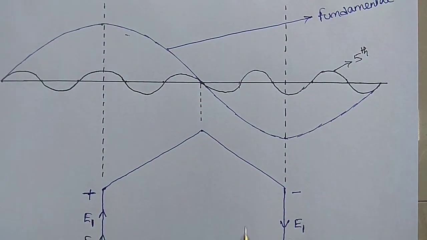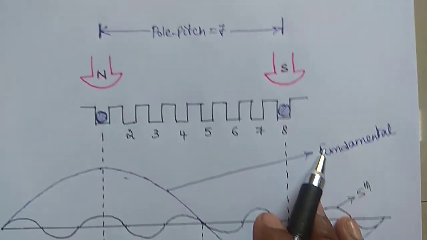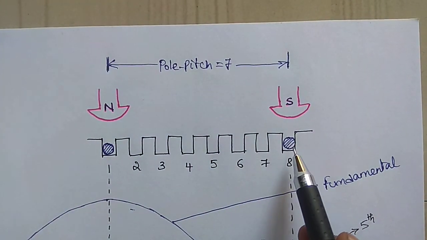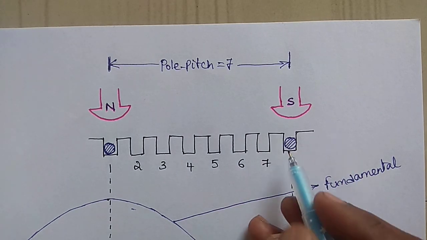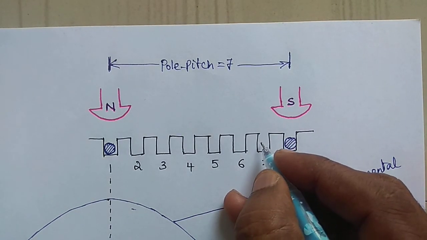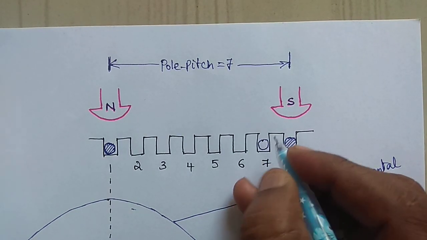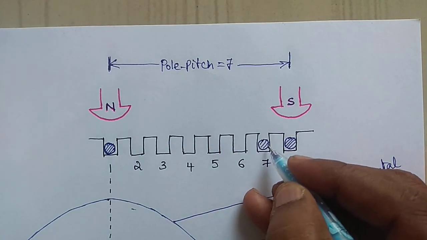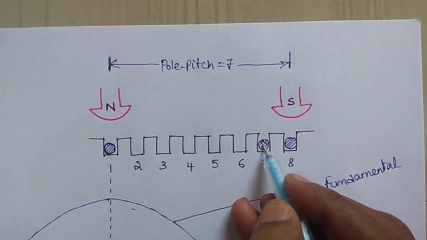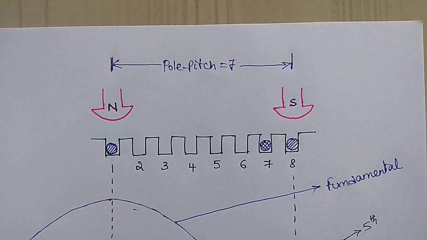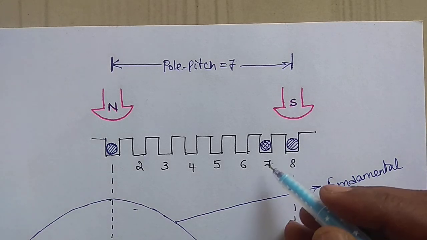In order to eliminate this, I don't want to follow the full pitch winding. Instead of placing the conductor in the 8th slot, I will place it just before the 8th slot. Instead of a full pitch winding, I will go for a short pitch winding. This is the new position of the conductor, indicated like this, mesh type. So what happened here? It will induce one more EMF. Coming to this 7th slot.